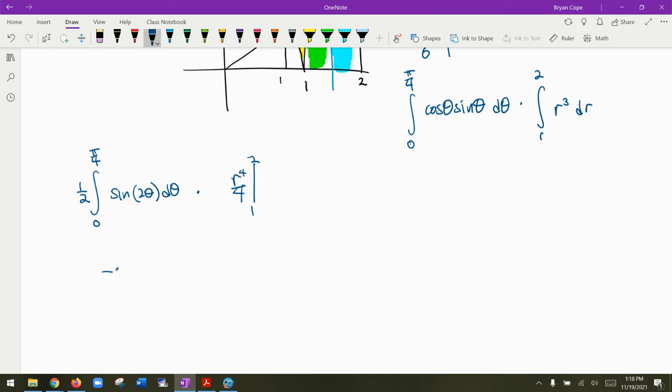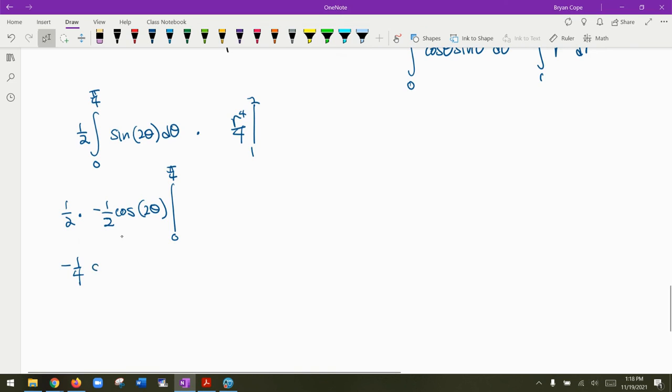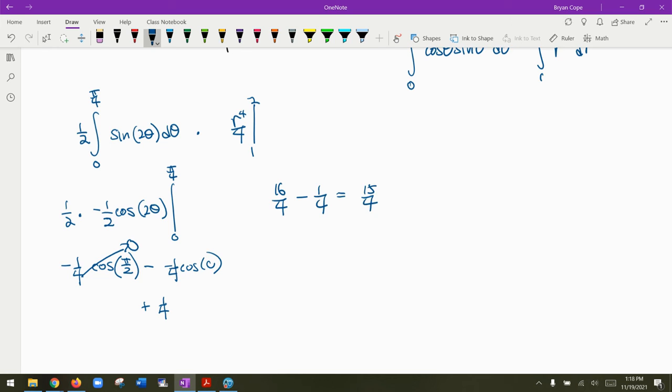So we got negative cosine of 2 theta with a 1/2 in front. Got the other 1/2 there, evaluated from 0 to pi over 4. That's negative 1/4 times the cosine of pi over 2 minus negative 1/4 times the cosine of 0. And that's 0. So this is positive 1/4. And then we've got 16/4 minus 1/4, so that's 15/4. Okay, so we've got 1/4 times 15/4, which I get 15/16 as my answer.